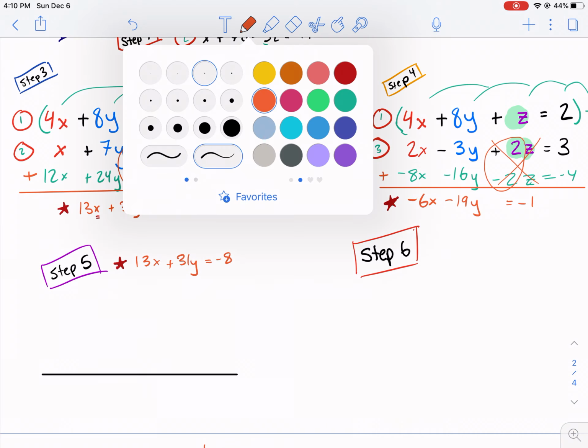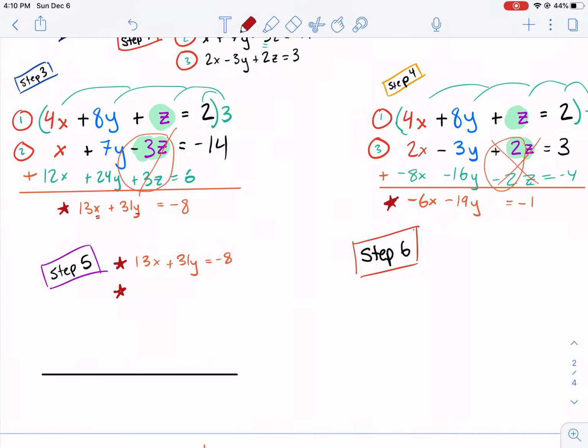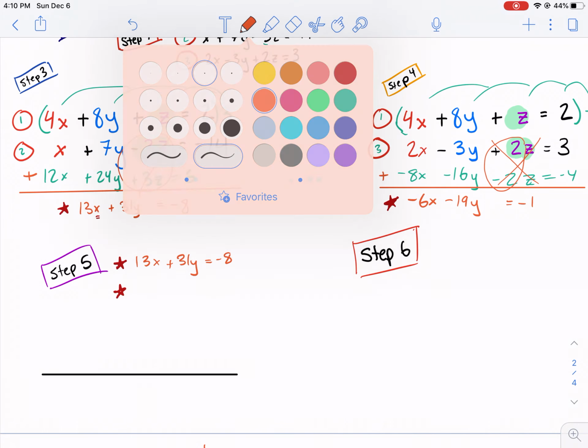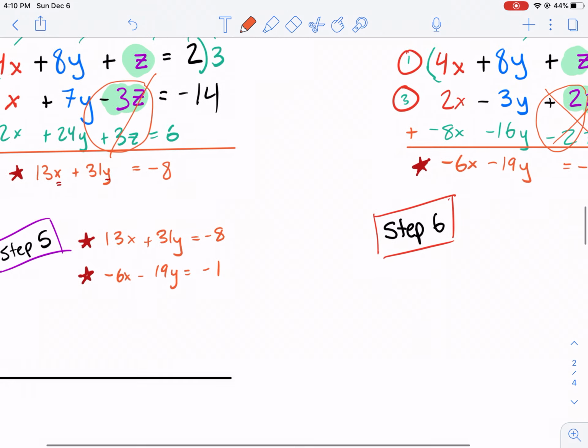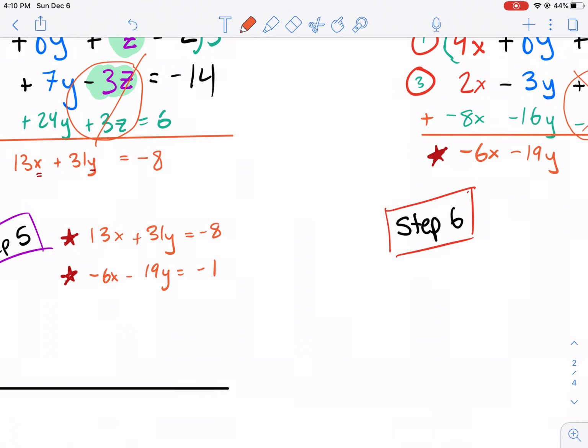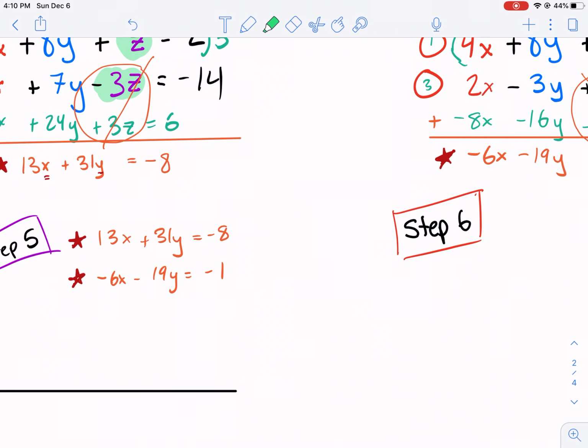And what's our second star? Our second star was negative 6x minus 19y equals negative 1. Okay, this is not good. Notice how we don't have matching coefficients of x. We don't have matching coefficients of y, or opposite coefficients, I should say. And also notice how neither of the coefficients, none of them, are factors of each other. This is going to create some extra work for us.